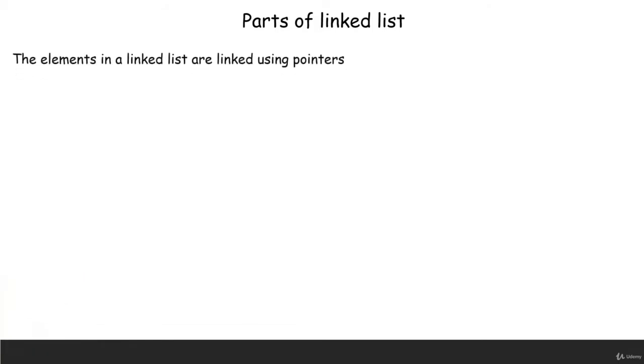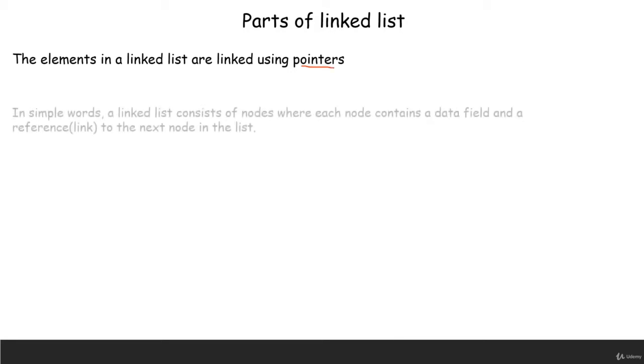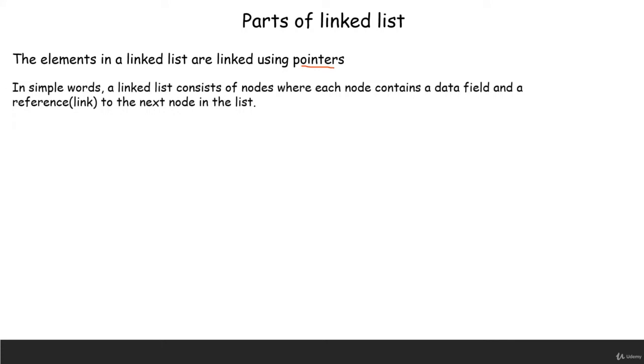Now let's focus on the parts of a linked list. So, the elements in a linked list are linked using pointers. Why? I will tell you. First, look at the second point. In simple words, a linked list consists of nodes where each node contains a data field and a reference link to the next node in the list.